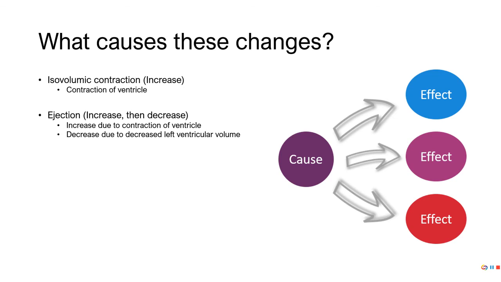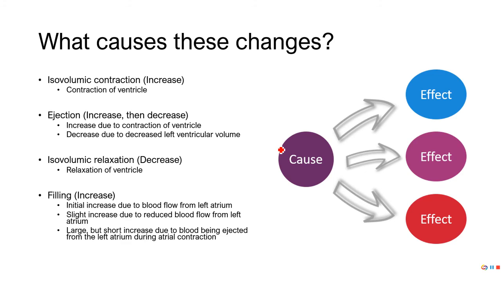During ejection, it increases and then decreases. Well, the initial increase is due to the contraction of the ventricle. It's still continuing, but the pressure is decreasing due to the decreased left ventricular volume. Now, during the second half when pressure is decreasing, it's important to remember that the ventricle is still contracting, but because so much blood has been emptied out of it, that offsets the increased pressure due to contraction. During relaxation, it decreases because the ventricle is relaxing.